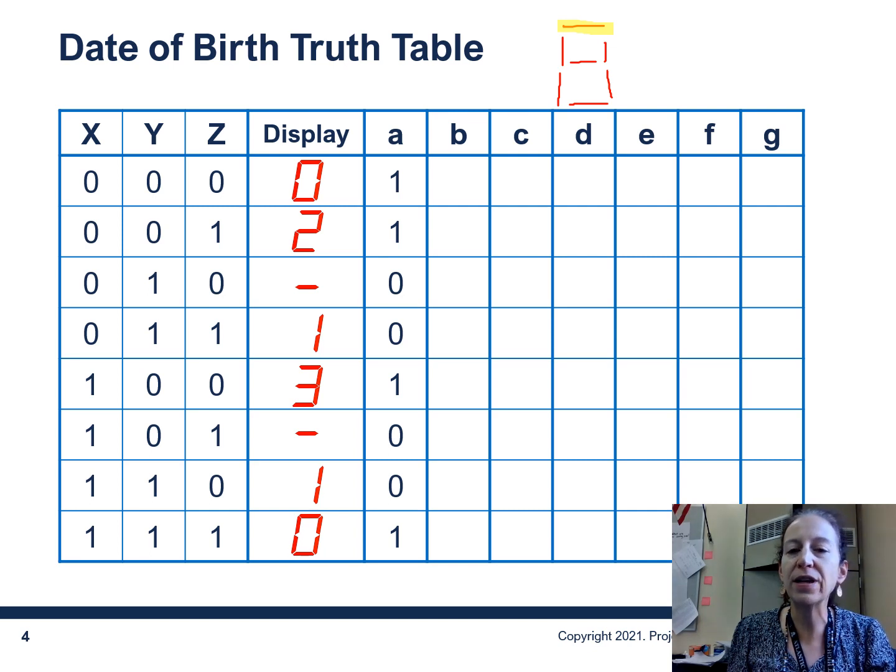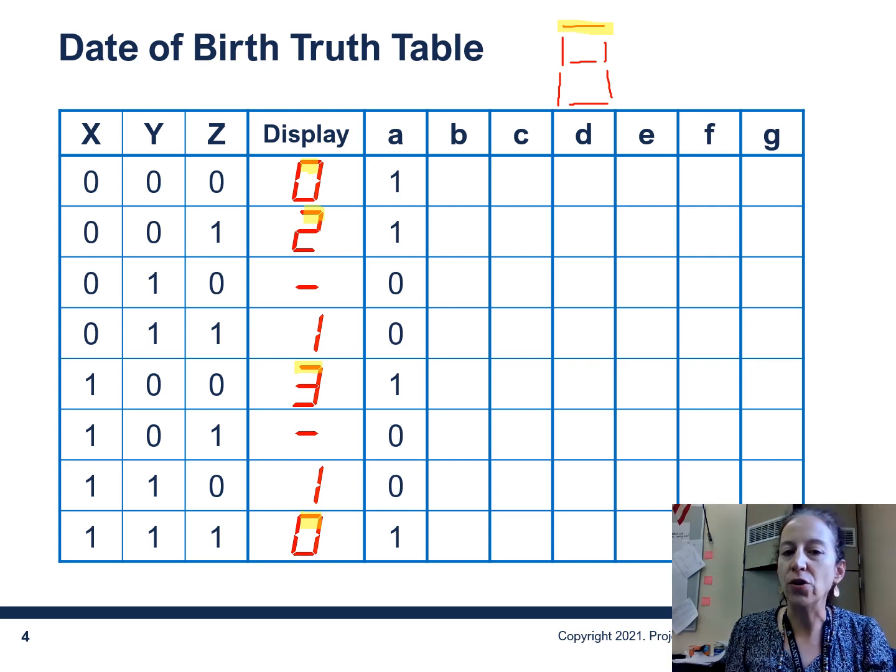And so you just look at this segment and you say, okay, when do I want segment A to be on? Well, I need segment A on in the 0, in the 2, in the 3, and down here in the other 0. So your truth table for segment A goes 11001001. So segment A, that very top part, needs to be on for these digits and then off for the others. You don't want that segment lit up.